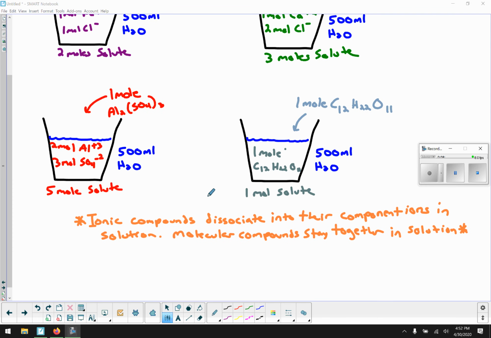So ionic compounds dissociate into their component ions, and so they have a bigger effect on colligative properties. Molecular compounds stay together in solution. It turns out acids and bases, and we've talked about acids and bases, acids kind of are halfway. Some acids dissociate completely, some acids dissociate a little bit, some barely dissociate at all. And we'll get into that if we have time at the end of the year. But acids, again, kind of straddle that line between acting like ionic compounds and acting like molecular compounds. They're right in the middle of that.